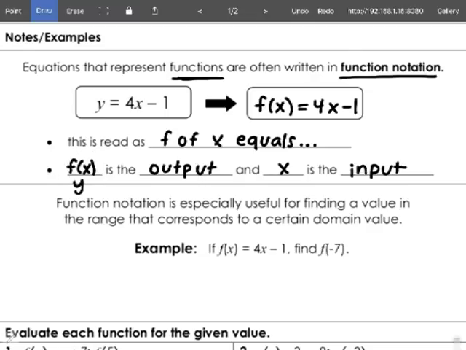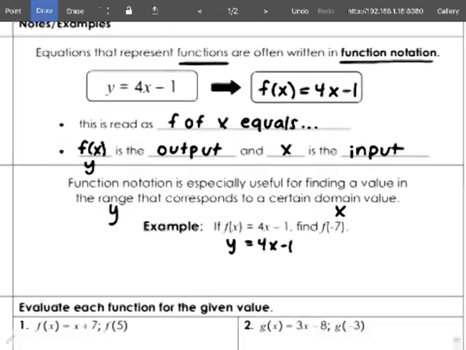So function notation is especially useful for finding a value in the range that corresponds to a certain domain value. So all this says is function notation is especially useful for finding a value in the range. Remember, range is y, so finding a y that corresponds to a certain x, okay? So it's just finding a y value when you plug in an x value. That's all that's saying. So if f of x, remember this is if y equals 4x minus 1, it's the same thing. Find f of negative 7, okay?